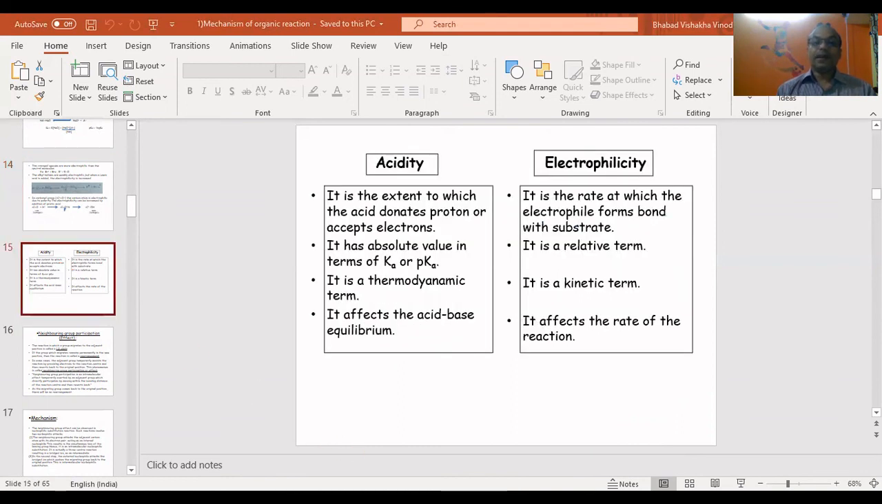Now compare acidity and electrophilicity. Acidity is the extent to which the acid donates a proton or accepts electrons. It has absolute value in terms of Ka or pKa. While electrophilicity is the rate at which the electrophile forms a bond with the substrate, it is a relative term. Acidity is a thermodynamic term, whereas electrophilicity is a kinetic term. Acidity affects equilibrium, and electrophilicity affects the rate of the reaction.